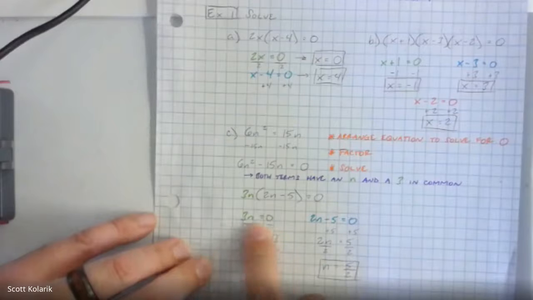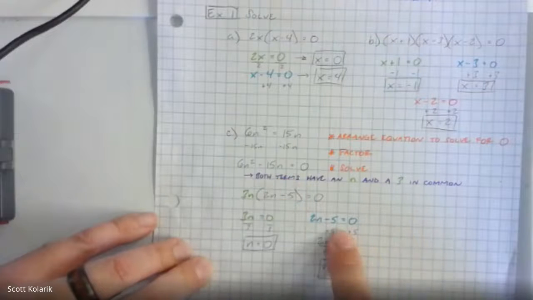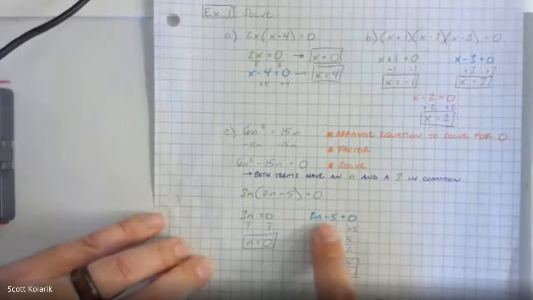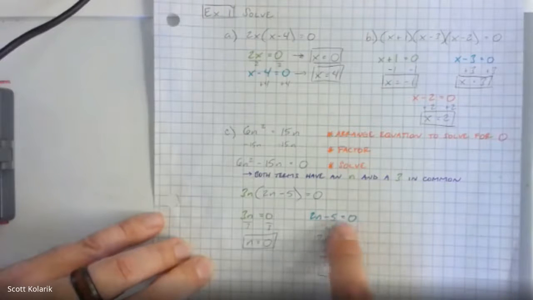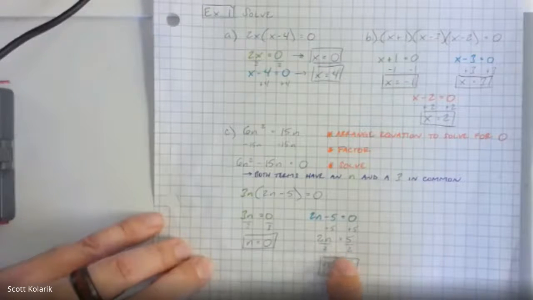3n equals 0. Divide both sides by 3 to get n equals 0. 2n minus 5 equals 0. A little more high maintenance, but I still can move the stuff away using my same inverse operations. I'd move the 5 with addition, add 5 to both sides. I get 2n equals 5. Now I need to move the 2 by division. Divide both sides by 2, and I get n equals 5 over 2.